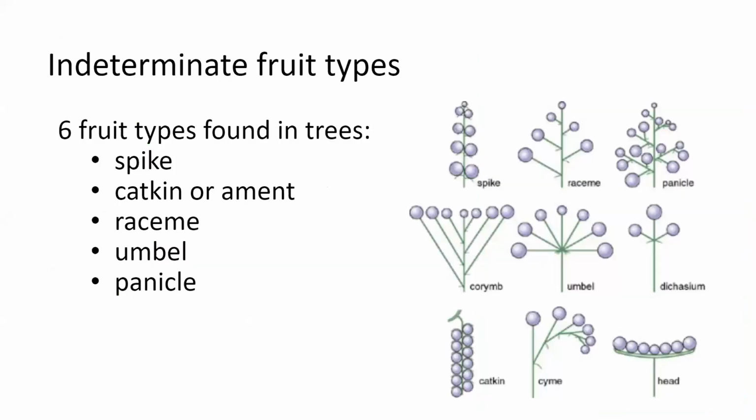So indeterminate fruit types are much more common in trees in our flora. And there's 6 fruit types that I want to focus on. And I'm going to define each of those in the next slides and give you some examples of each.